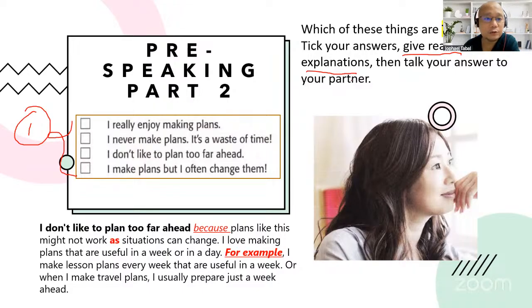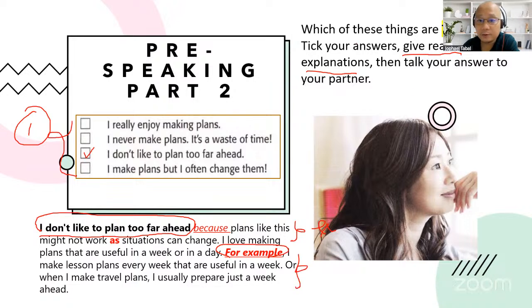Then I want you to talk about your answer in the class. So for example, I don't like to plan too far ahead. Okay, so this is the answer here. I don't like to plan too far ahead because plans like this might not work as situations can change. So I love making plans that are useful in a week or in a day. So we have here explain. First you're going to explain, and then give an example. For example, I make lesson plans every week that are useful for next week. Or when I make travel plans, I usually prepare just a week ahead. So these are examples.